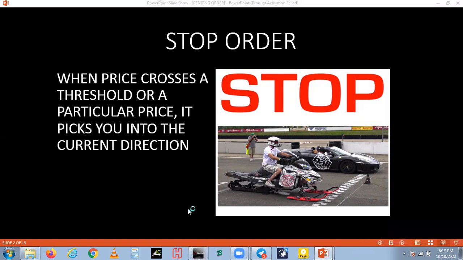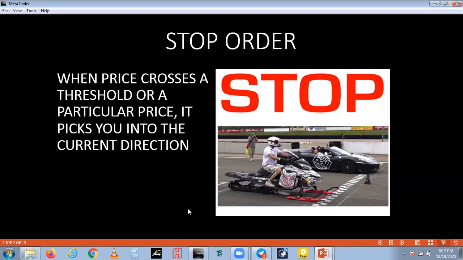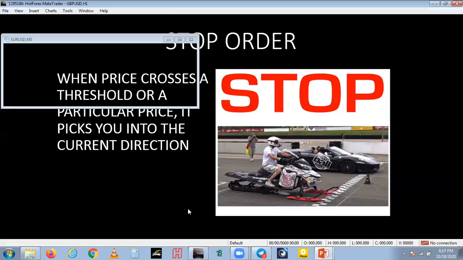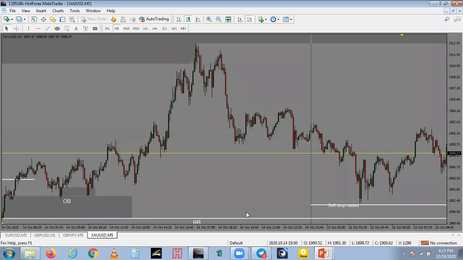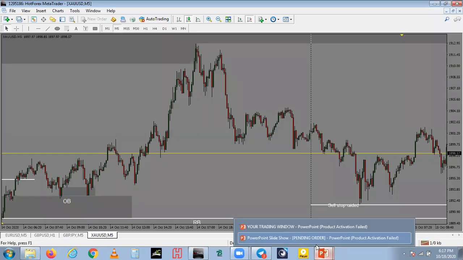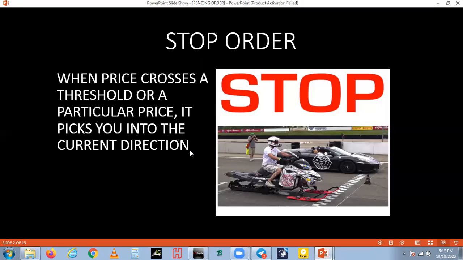So sorry about that. So stop order is when price crosses a threshold or a particular price, it picks you into the current direction. All right. I know that's messing up with your head. I'm going to show you in the chart. That's why I'm opening my MetaTrader 4. But let's still get some information. I'm going to show you what I'm just talking about right now in the chart. So calm down, calm your nerves.